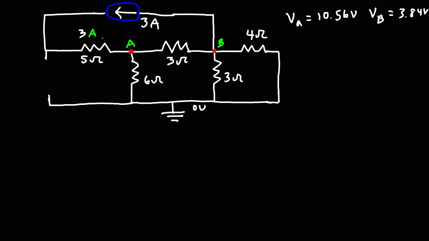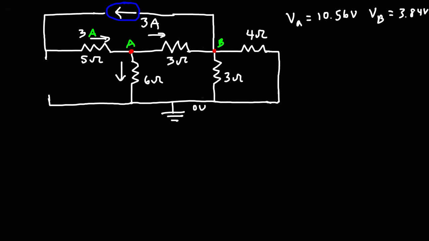So once the 3 amp current reaches point A, it can go through the 6 ohm resistor or through the 3 ohm resistor. But we need to think about its destination. Its destination is point B. It needs to go back to where it came from. So once it flows through the 6 ohm resistor, the current will go here, back up through the 3 ohm resistor, and through the 4 ohm resistor to point B to get back to where it came from.